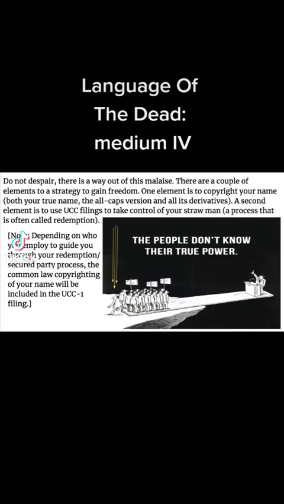One element is to copyright your name, both your true name, the all caps version, and all its derivatives. A second element is to use UCC filings to take control of your strawman, a process that is often called redemption. Note: depending on who you employ to guide you through your redemption/secured party process, the common law copywriting of your name will be included in the UCC1 filing.